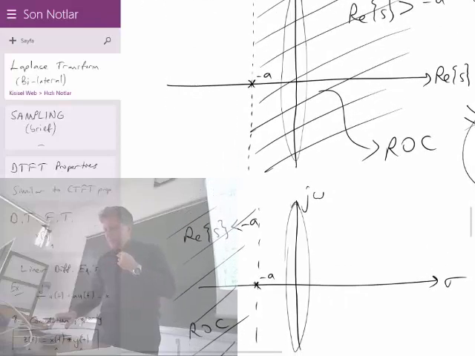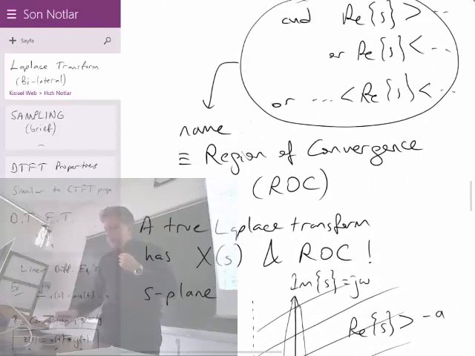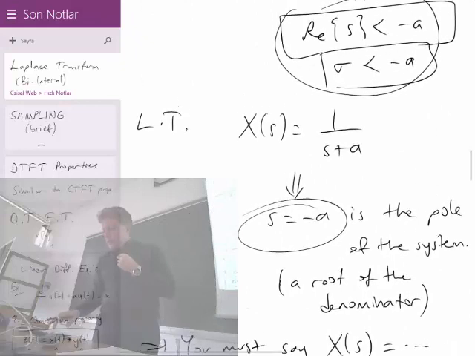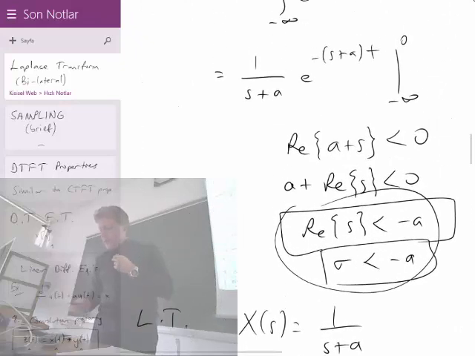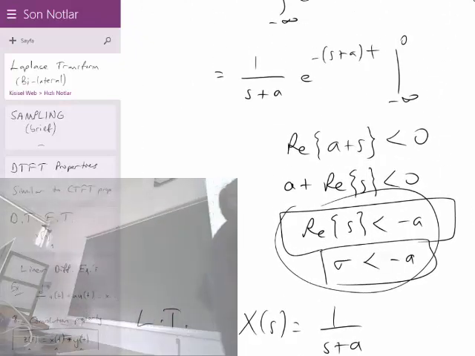Now, it was a little bit difficult for us to decide whether this is the pole. It's easy to understand because it's the root of the denominator. S is equal to minus a is a pole, we know. But is the region of convergence to the left or to the right for our case? It was a little bit difficult for us to see what's going on. We had to evaluate the exponents, etc., and see whether it converges or not.